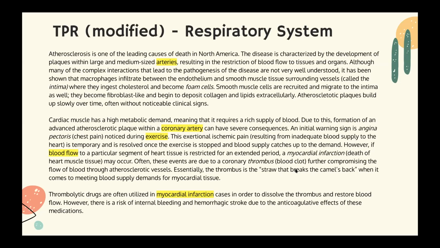Next, the second passage is talking about what happens when there's a plaque in the coronary artery. This is very specific and tells us where the following events are happening. The initial warning sign occurs only during exercise. Very specific again. And myocardial infarction only occurs when blood flow is restricted to the heart tissue. The passage is giving me that specific cause. Now the passage is telling me about these thrombolytic drugs. The only thing I need to know about them is that they are given when someone is experiencing a myocardial infarction, which I'm going to say MI from now on.